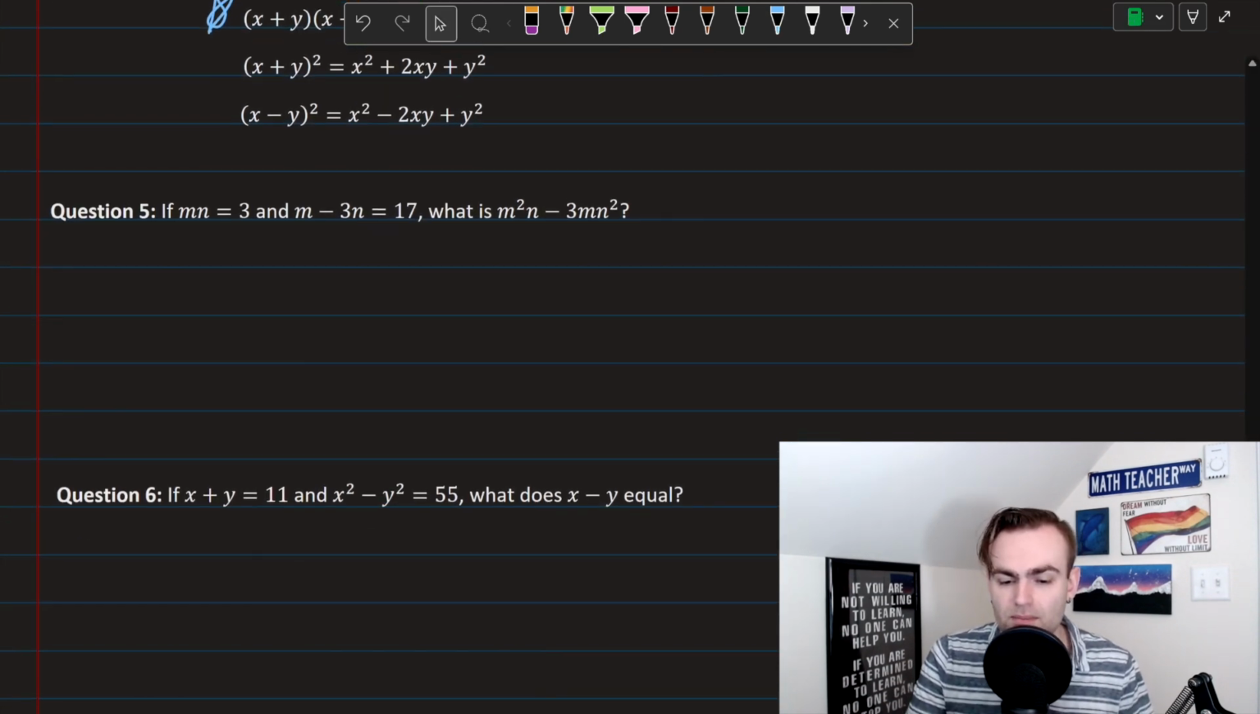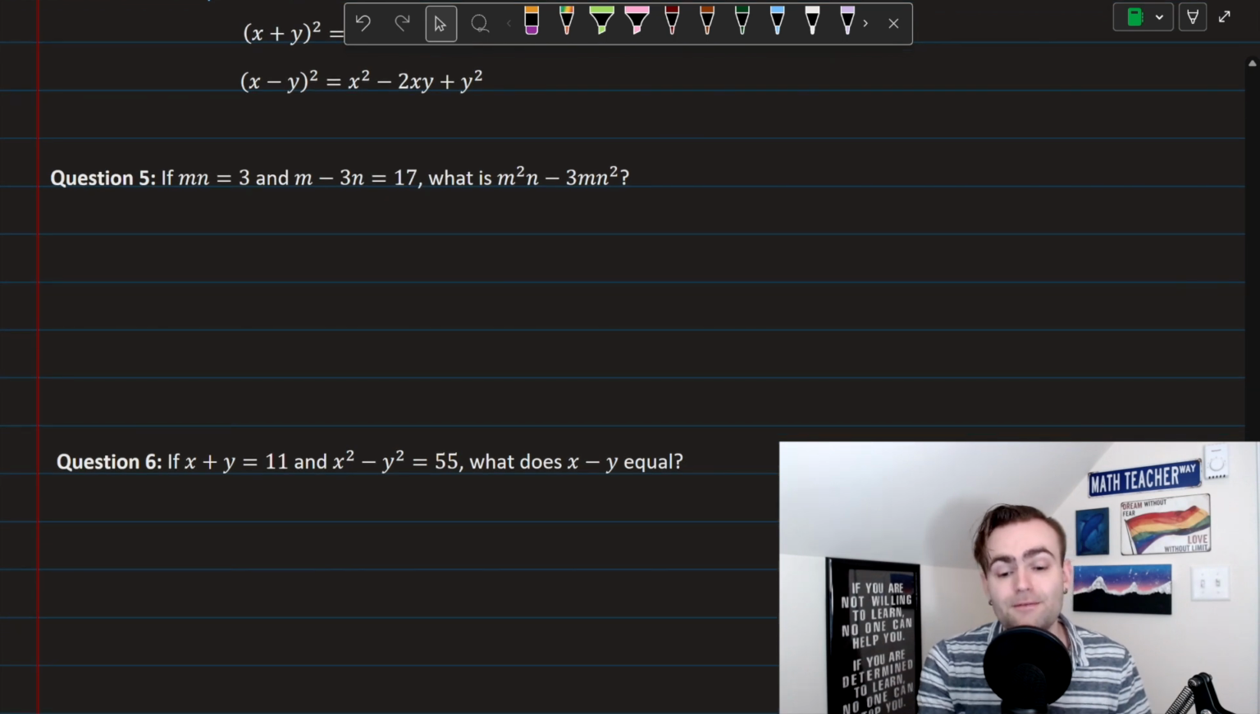All right, next problem. We have if m times n is 3 and m minus 3n is equal to 17, what is the value of m squared n minus 3m n squared?